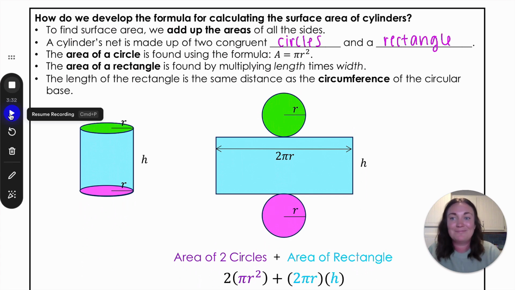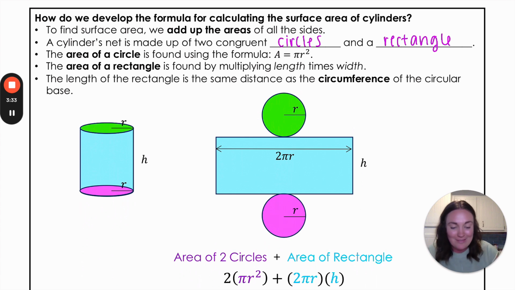As a quick reminder, the area of a circle is that pi r squared, so that's what we're going to take to find the area of those. And because they're congruent, we have two of them.